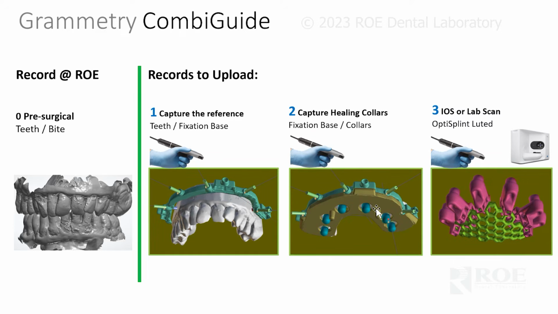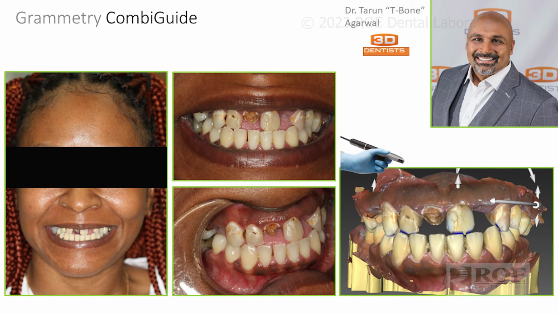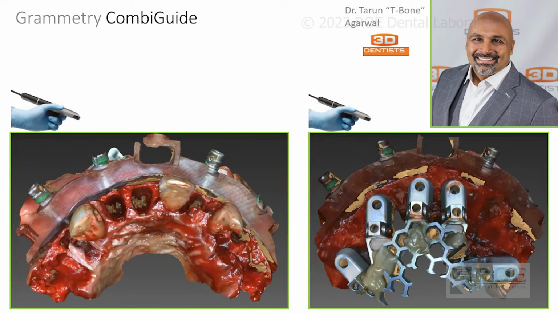So we can kind of estimate 2.5 millimeters of tissue, but you can add another scan in here to help us be a little bit more accurate. All right, so just real quick going through a case, Dr. Agarwal was one of our very first, and he sent us these preoperative records. We made the combi guide. We made him one in plastic.